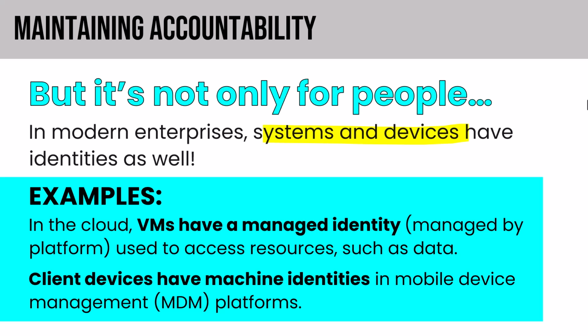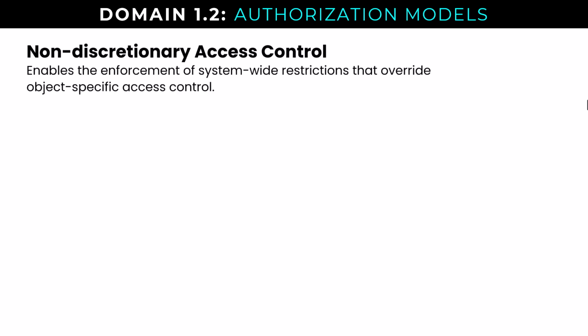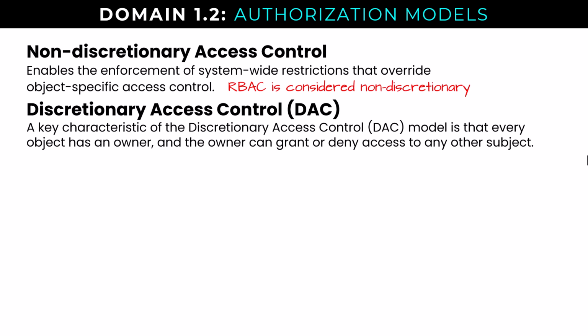Which brings us to our next topic, authorization models. So you want to be familiar with all these models for the exam, beginning with non-discretionary access control, which enables the enforcement of system-wide restrictions that override object-specific access control. Role-based access control is an example of a non-discretionary authorization model. In discretionary access control, every object has an owner, and the owner can grant or deny access to any other subject at their discretion. This model is considered to be user-based and user-centric.